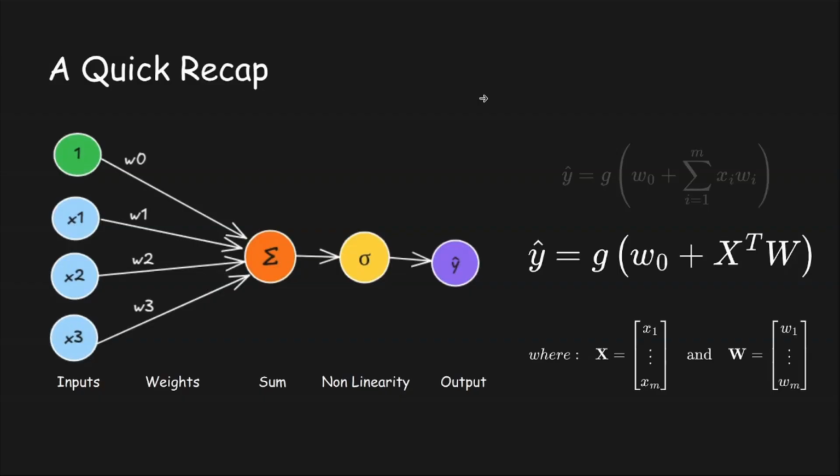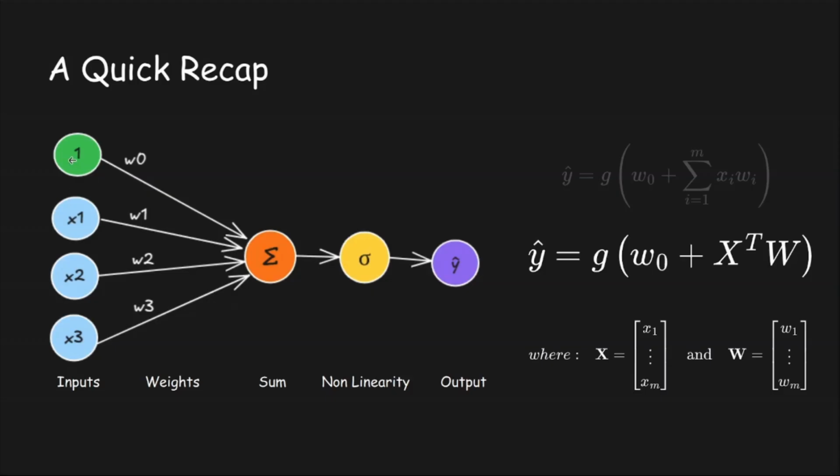So in the last lecture we learned about the perceptron model, and specifically we learned about the forward pass in the perceptron model. Let's do a quick recap before we move on to the backward pass of the perceptron. So in the forward pass we saw that we have all these inputs and we have these weights. We calculate the weighted sum of all these inputs.